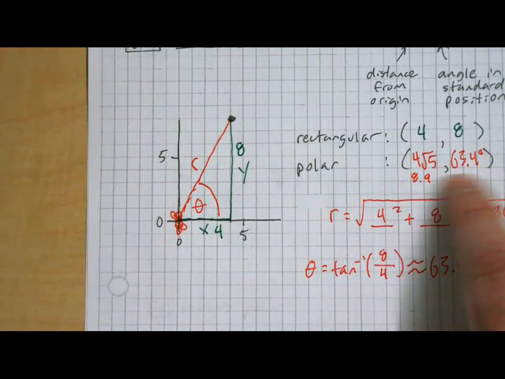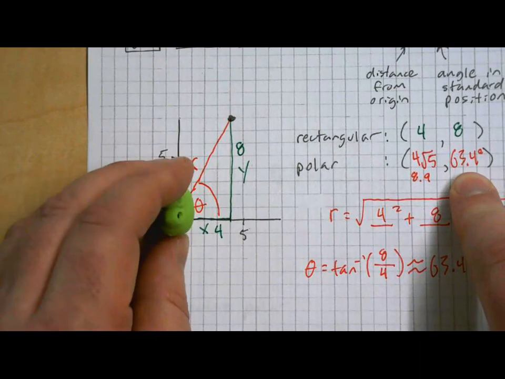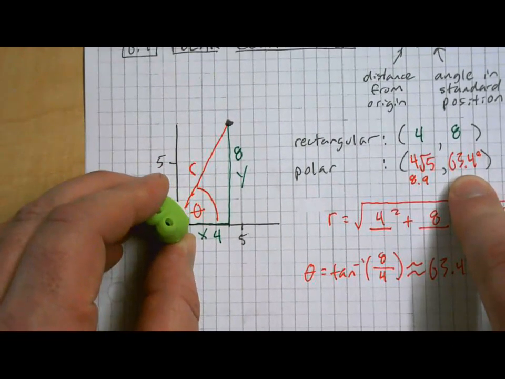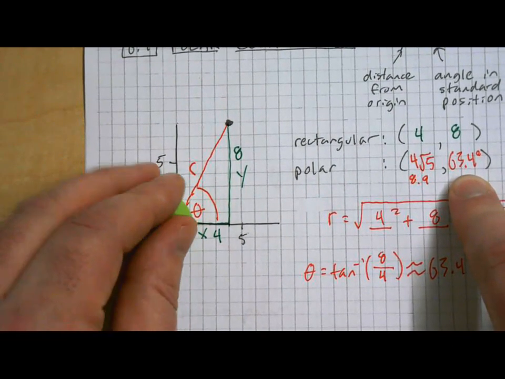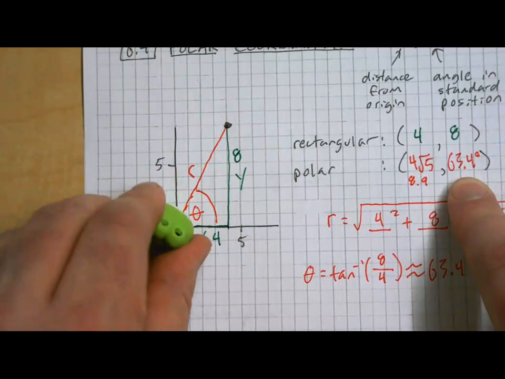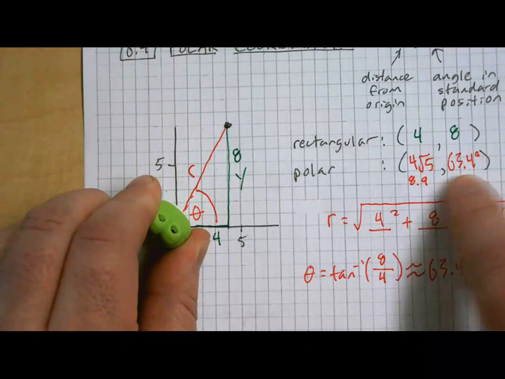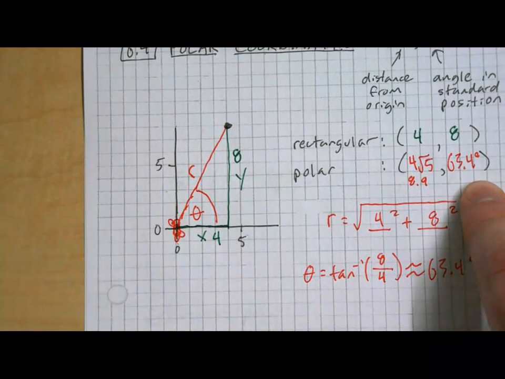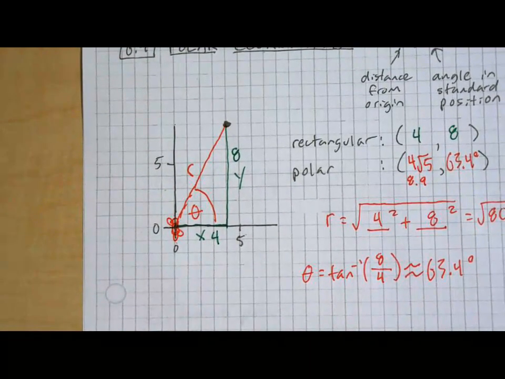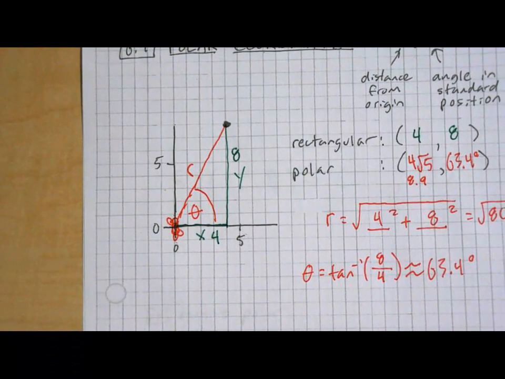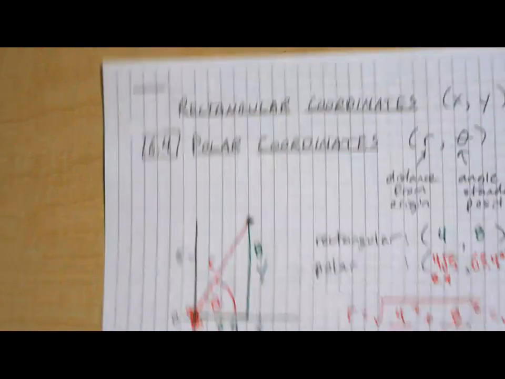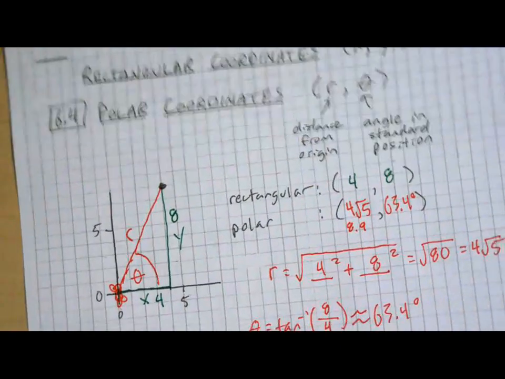And then, is anybody going to be surprised if I tell you that this is not the only angle that will get you to that point? 63.4. What could I do to 63.4? I could add 360 to that, right? Here's my froggy facing at 63.4. He can spin all the way around 360 and he's still facing that same direction, right? So there are lots of different correct polar coordinates for any given rectangular. So we'll practice doing a little bit of conversion now. Does anybody have any questions before we do that?